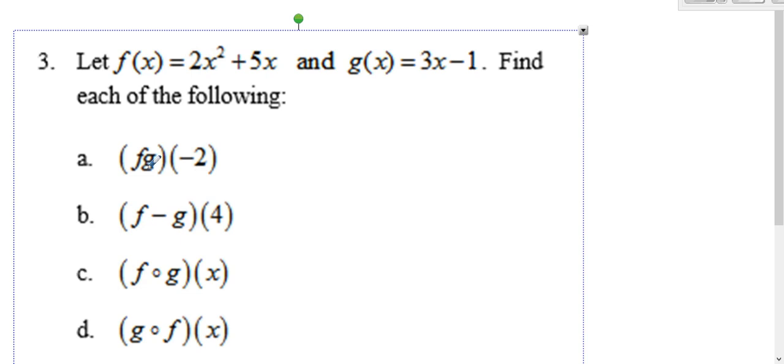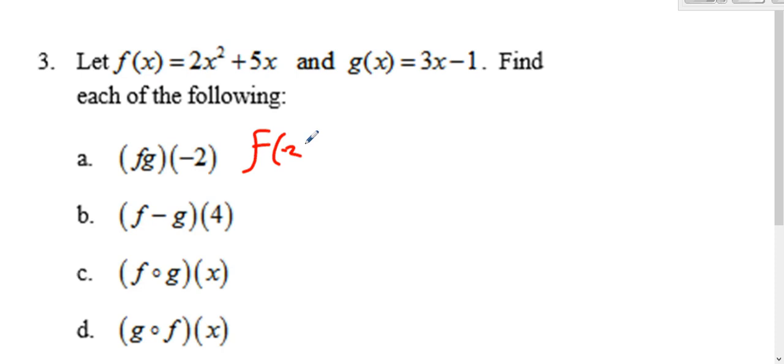This means f times g of -2. So you can plug -2 into both of them and then multiply the answers together. So you can do f of -2 times g of -2. When you plug in -2, that's 2 times 4 is 8. 5 times -2 is -10. That's f.